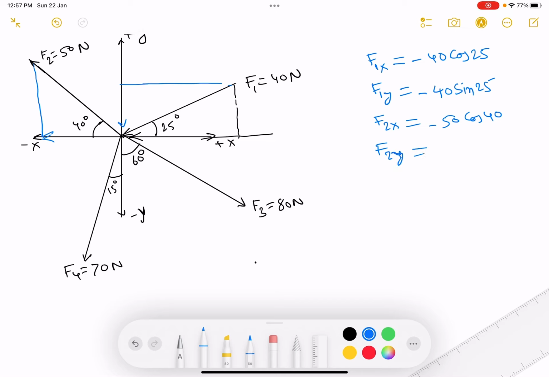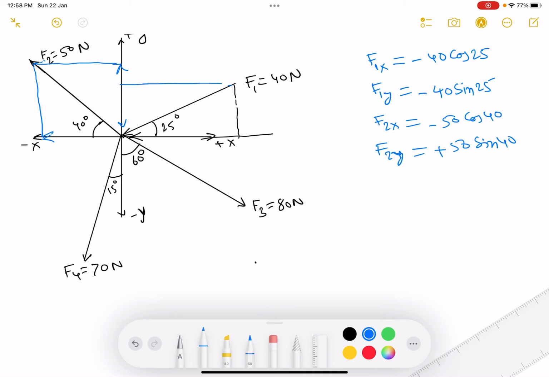Now what about F2y? F2y, that means resolution of F2 along y-axis. Again, all that we are going to do is stick to the smaller angle which it makes with the x-axis. And now we will take sine of that. Whenever you resolve along y, consider sine of that. So it is going to be 50 sine 40. Now you have to assign the sign to this force. F2 when you resolve along the y-axis is upward, right? So this is going to be plus.